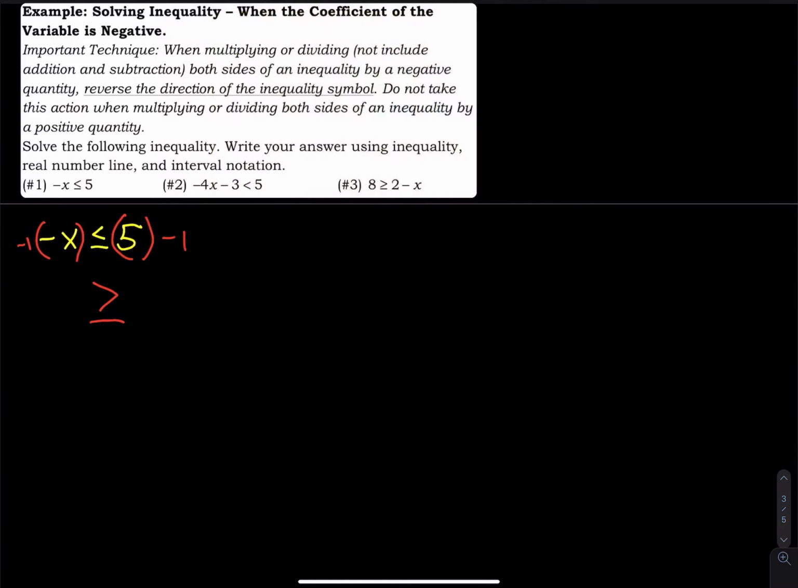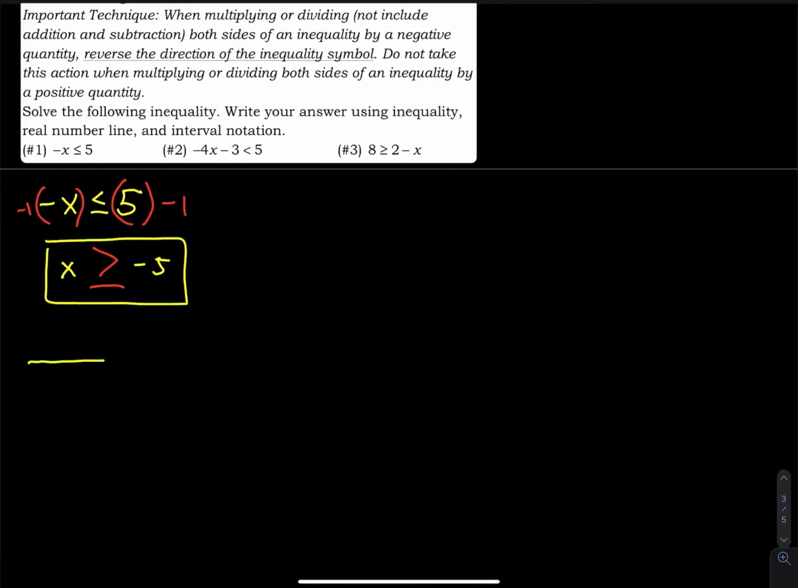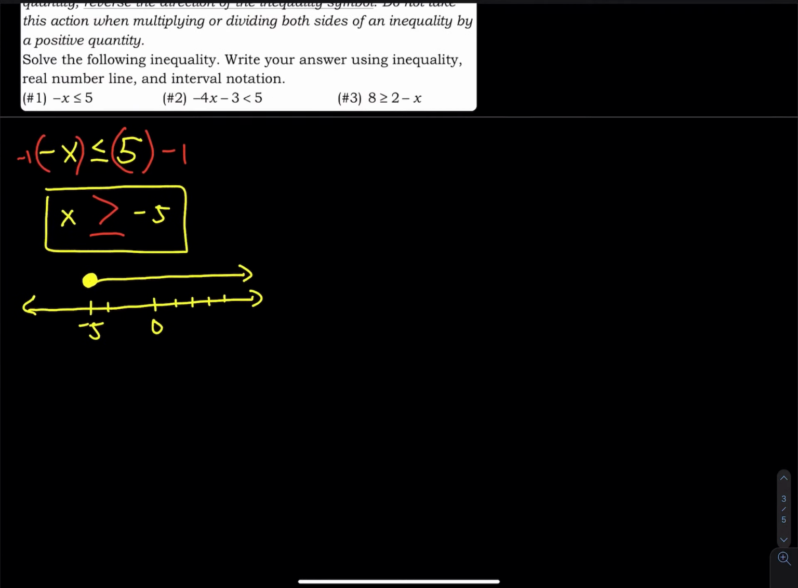So negative 1 times negative 1 is positive. 5 times negative 1 is negative 5. So this is my solution set. And then we graph the solution set, and then I will show you how to check your work. Negative 5, greater than or equal to, is pointing to the right-hand side because every number on the right-hand side of negative 5 is greater than or equal to negative 5. And then the interval will be from negative 5 to positive infinity.